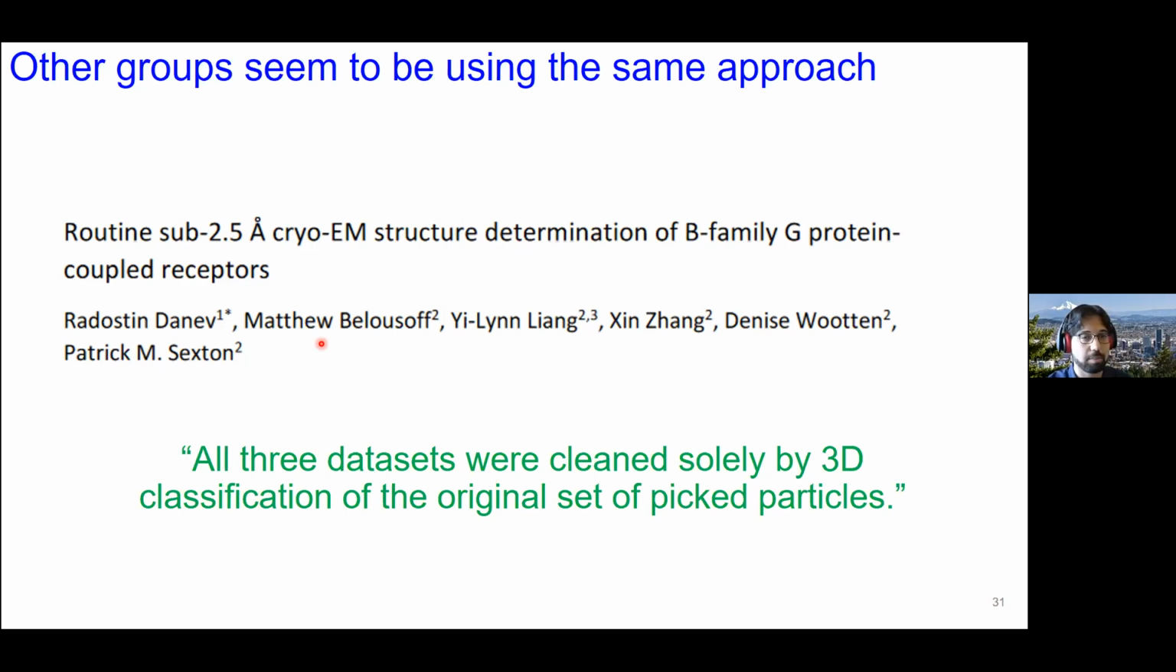So I think we've tested this on multiple data sets with NMDA receptors. We've also tested it in the lab with a lot of different proteins. And this really seems like the way to go. We haven't found a single case where 3D classification gave us worse results.